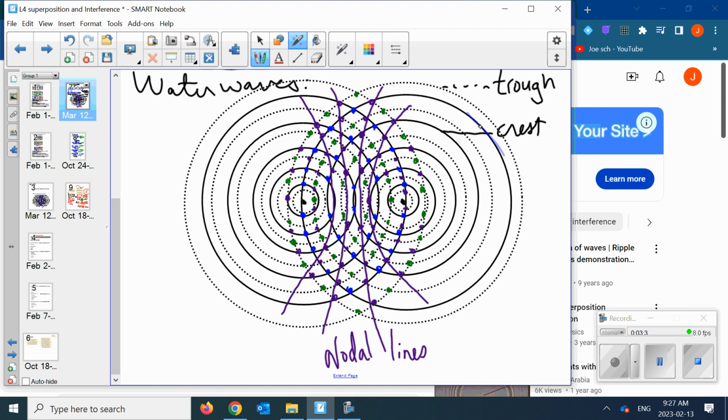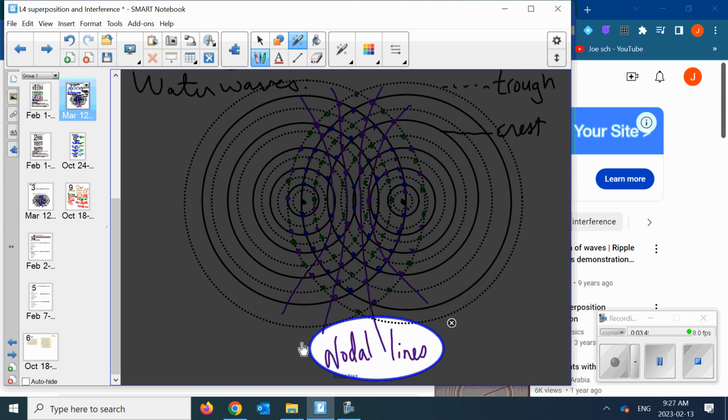So let's just see what I've done here with my diagram. I'm not good with colors. So label crest and trough, and then we'll talk about what these nodal lines are. They're already labeled. Write down the word nodal lines. Do that too.